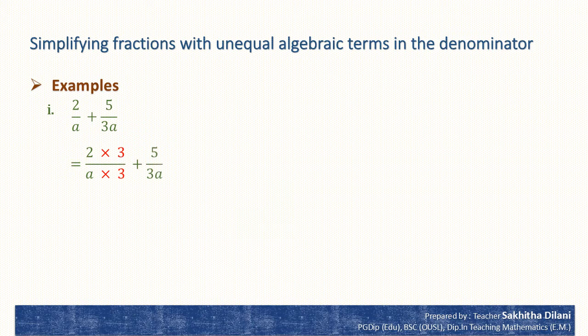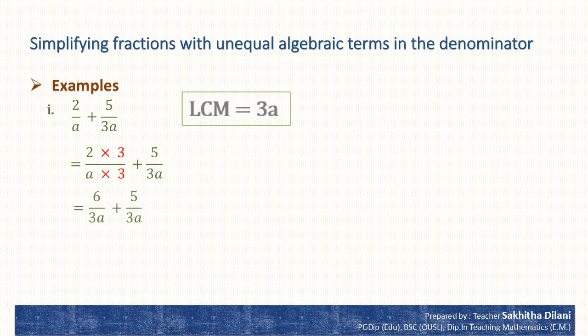You can take it in another way, that is, finding the LCM of a and 3a. We learned to find the LCM of algebraic terms in my first video lesson. Can you remember? So, it is needed to write the denominator in the first fraction as 3a. That is also the same as writing an equivalent fraction. Now the denominators are equal, so you can simplify the numerators easily. 6 plus 5, 11. So the final answer is 11 over 3a.